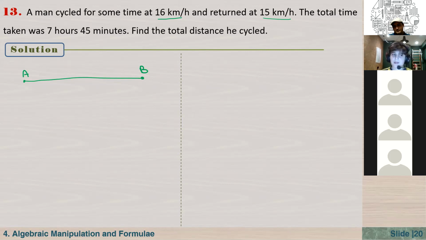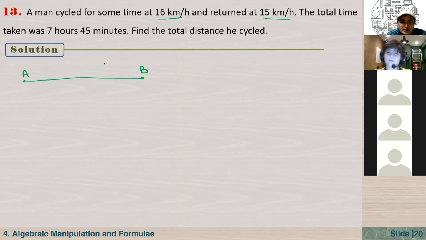Why doesn't it make any sense? It does. Okay, tell me, what is it? A man cycled for some time at 16 kilometers per hour and returned at 15 kilometers per hour. Okay, Murat, just listen. Let's solve this and afterwards we will discuss. All right, ladies and gentlemen.